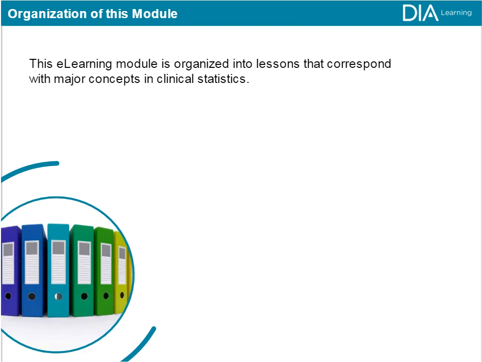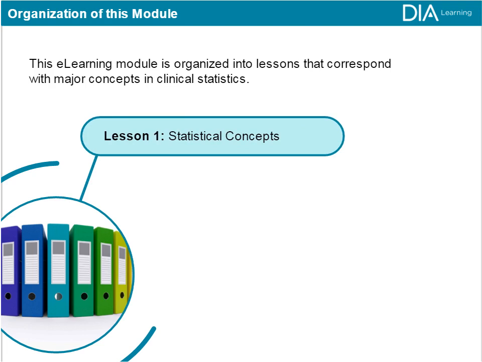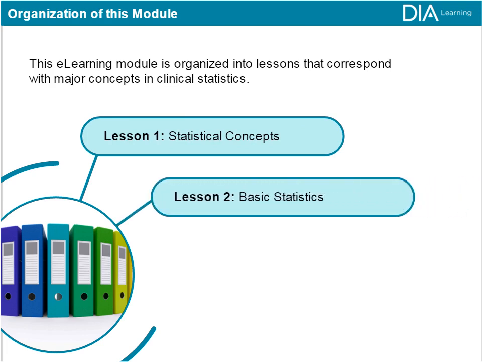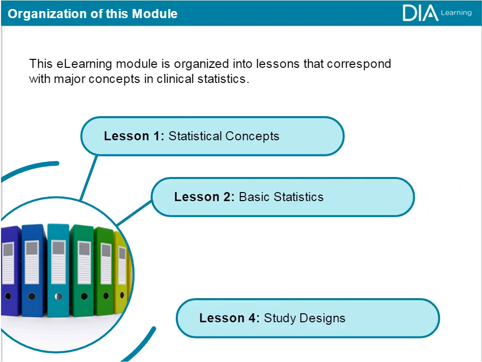This e-learning module is organized into lessons that correspond with major concepts in clinical statistics. Each lesson contains topics that explain specific statistical notions and that focus the learner on things to watch out for when evaluating medical literature. The module includes the following lessons. Lesson 1. Statistical concepts. Lesson 2. Basic statistics. Lesson 3. Hypothesis testing.